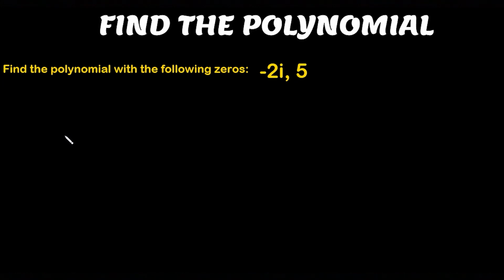Okay, so in this example here, we're going to be talking about how to find the polynomial if you're provided the zeros. Now, in this example here, we're going to be dealing with zeros that are both imaginary and complex. So we actually have already done a video on finding the polynomial given the zeros, but in the previous video, we were not dealing with imaginary and complex numbers.